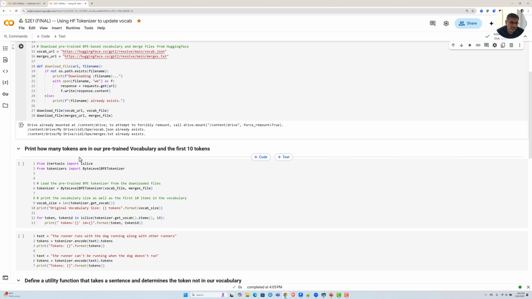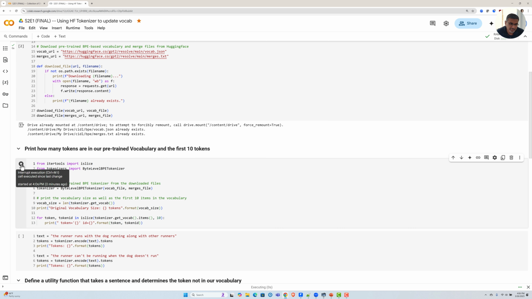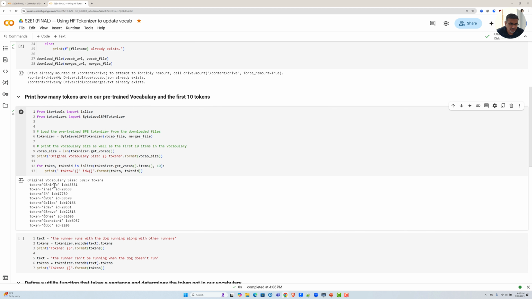Next thing I'm going to do is let's look at what is there in the vocabulary for the GPT-2's tokenizer. So these are the different words or tokens that are there, and these are the corresponding IDs for those tokens.